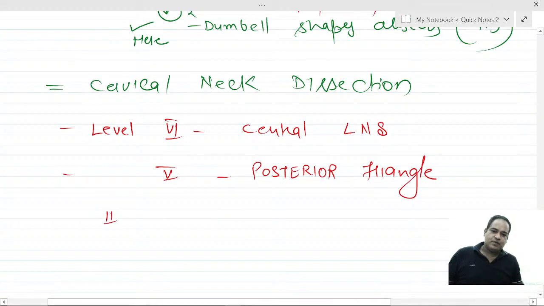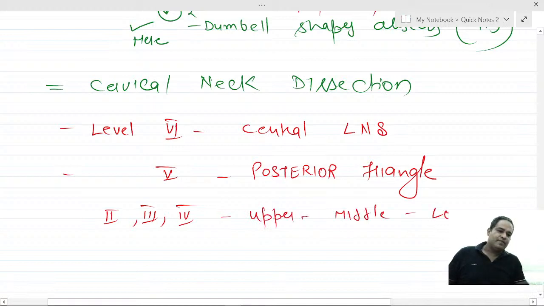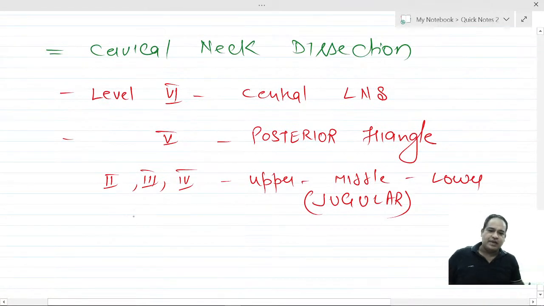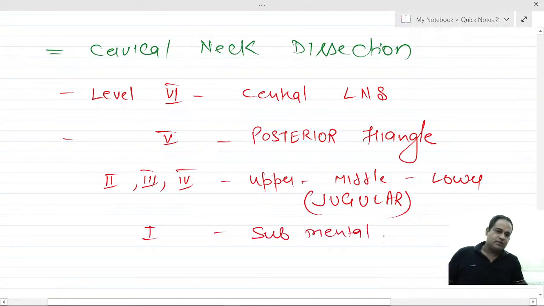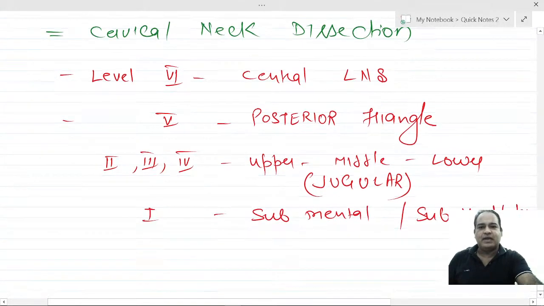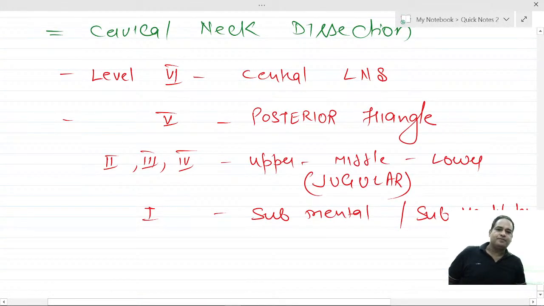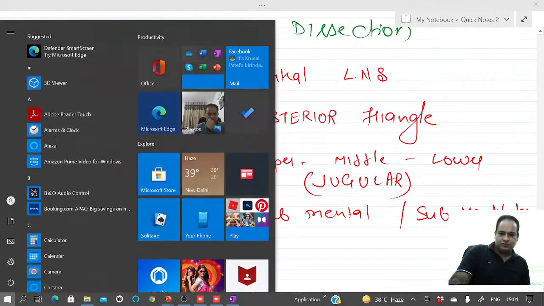Level 2, 3, 4. Fine. Upper, middle, and lower jugular. Fine. Level 1, submental, submandibular. Fine. Let me show you.